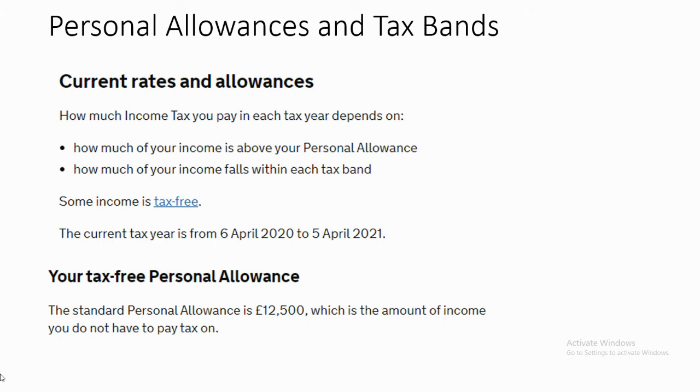Personal allowance. So personal allowance is an amount that you don't have to pay tax on. So at the moment it's £12,500. That's gone up over the last 10 years from below £10,000.